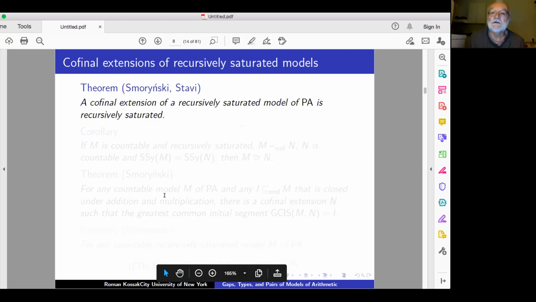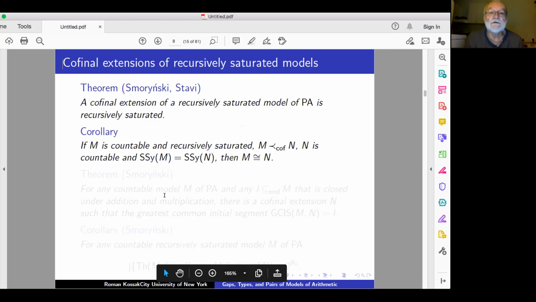First of all, this is the theorem of Smoryński and Stavi that says cofinal extensions preserve recursive saturation, and that's very useful. That's one of the fundamental results here. This is a result from the 1980s.